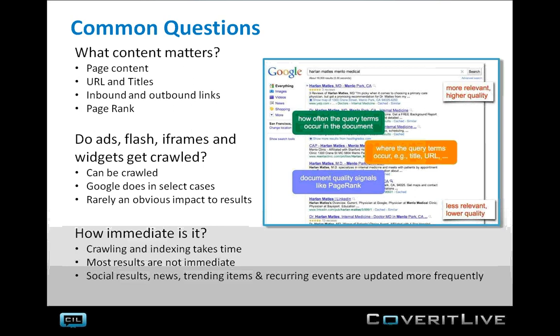PageRank is a system that Google has developed and tweaked over the years that essentially assigns a ranking value at a domain level that lets the search engine know how trustworthy this particular site is. And therefore, content within that site is automatically going to get favor as well.